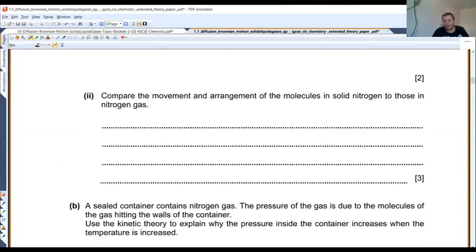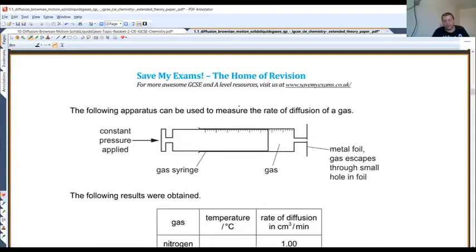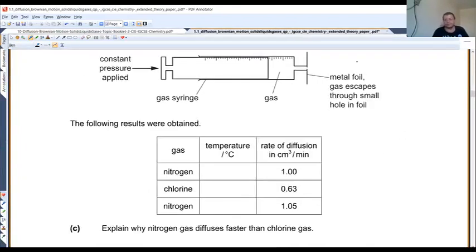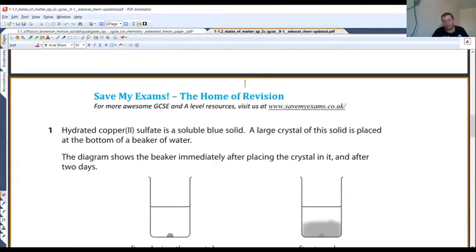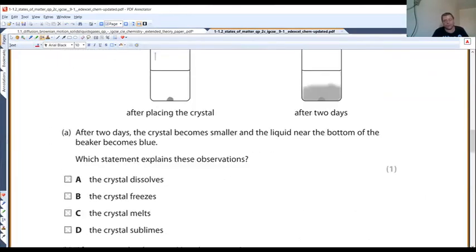The motion of particles in the case of solid nitrogen and nitrogen gas. Solid and gas. Vibrational motion, random motion. All of these questions will be simple this way, as you can observe. For AQA and Edexcel, the questions will be almost similar. You can observe this one is a kind of question also on those platforms.